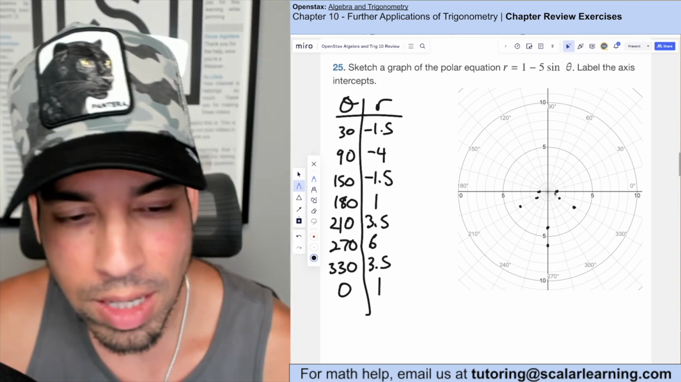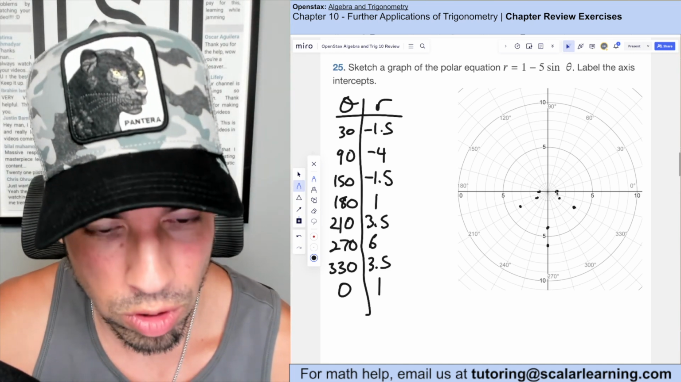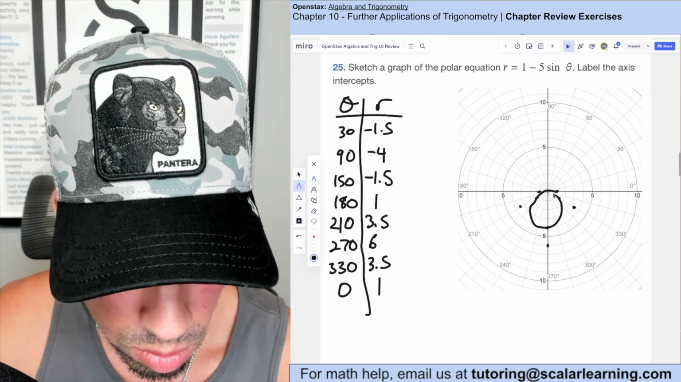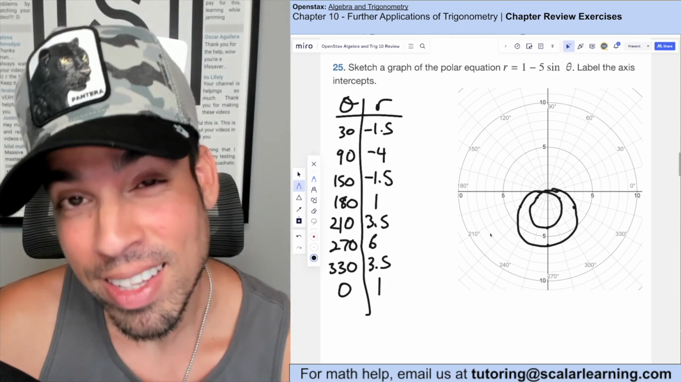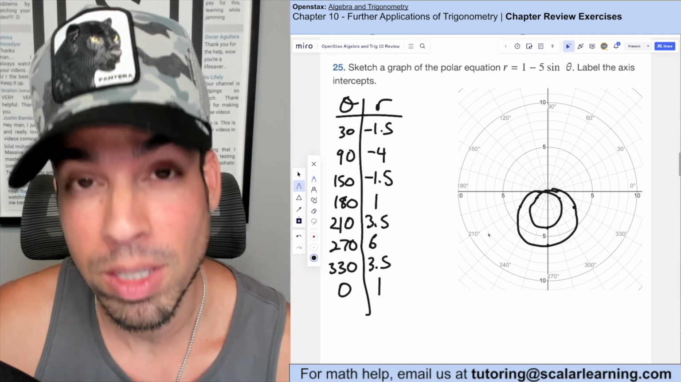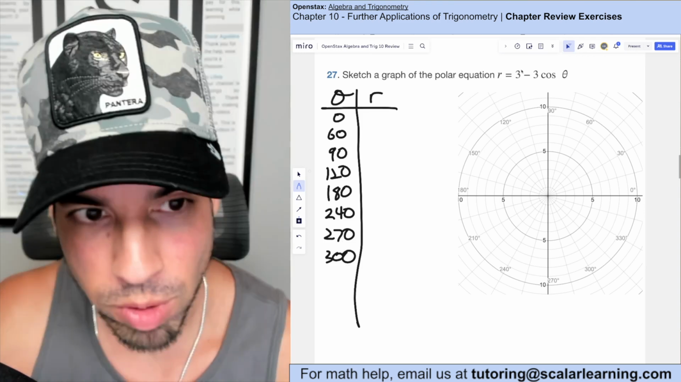So now we can kind of connect the dots. Again, you can fill in more points if you want, but doing it in that order, we kind of come around like this, do a little loop-de-loop, and boom, not the prettiest, but that's basically the gist of it. So that's how you do it. Done.